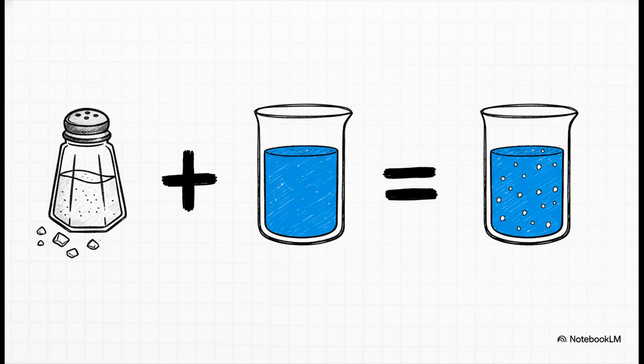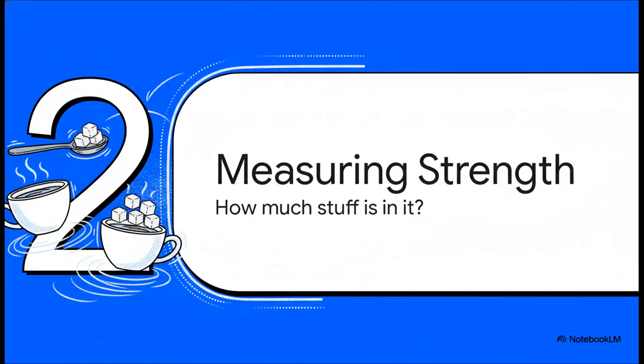And every single solution has two main players in the game. You've got the solute, that's the stuff that gets dissolved, like the salt, and then you have the solvent, that's the stuff doing the dissolving, like the water. You put them together, you get a solution. Simple, right? Okay, so now we know what a solution is.